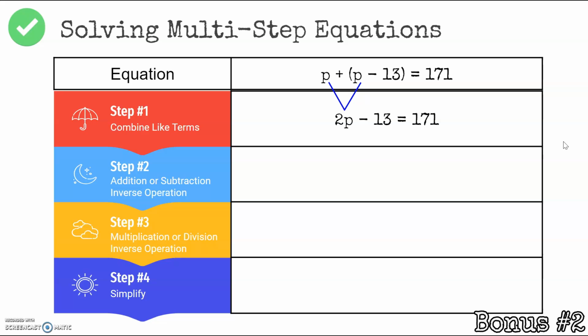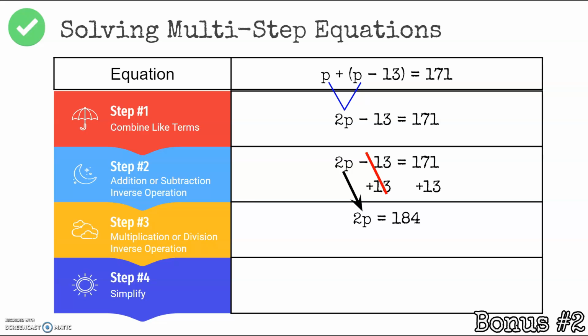And now I'm going to do step number 2. I'm going to identify what's not connected. This 2 is connected to my P. So on the same side of the equal sign, I have this negative 13. It's not connected, and so I need to get rid of it. I do the opposite, which is positive 13. That cancels it out on that side. And then I'm going to bring down that 2P, and 171 plus 13 is 184.